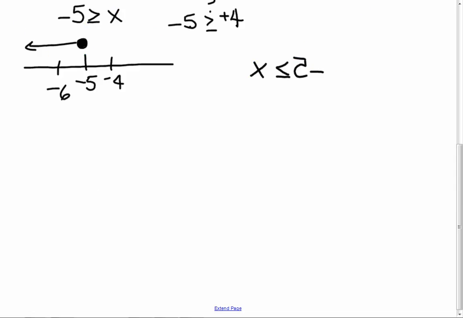What if I have 2 is less than or equal to x? Or I can think about it. What numbers make that true? Where's my boundary? 2. Number to the right is 3, and number to the left is 0. Right to the left of 2 is 1. Okay, so now at 2, we're going to put what kind of circle? Closed, since it has the extra little line.